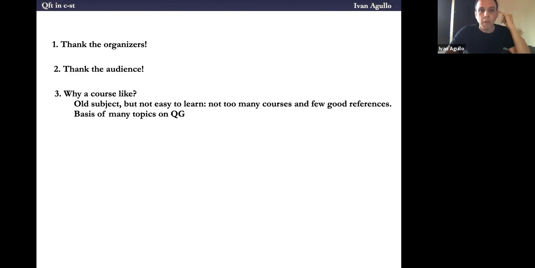The first question is why a course like this? Why do I want to speak about quantum field theory in curved spacetimes at a quantum gravity school? The question is important because this is an old subject, not something new. But I think it's important to discuss it because, first of all, it is not easy to learn. There are not many complete references at the appropriate level. There are good books, but in my opinion, they are either very mathematical or too little. So it's not easy to learn the subject, in particular to go from the formalism to practical applications. Also, this is the basis of many topics in quantum gravity, so learning this well will help you a lot in studying many other topics.